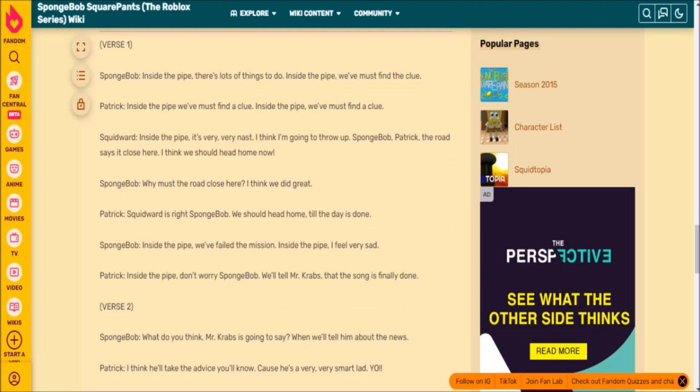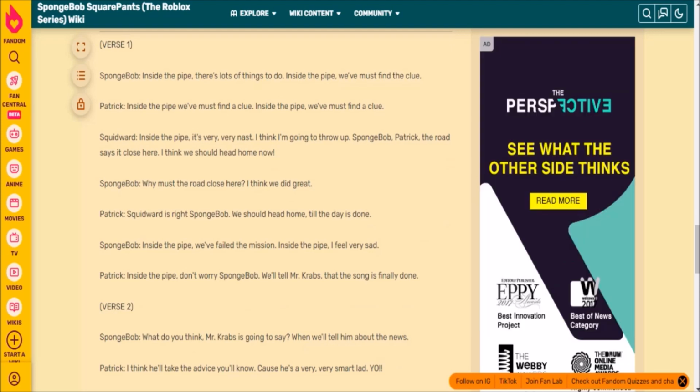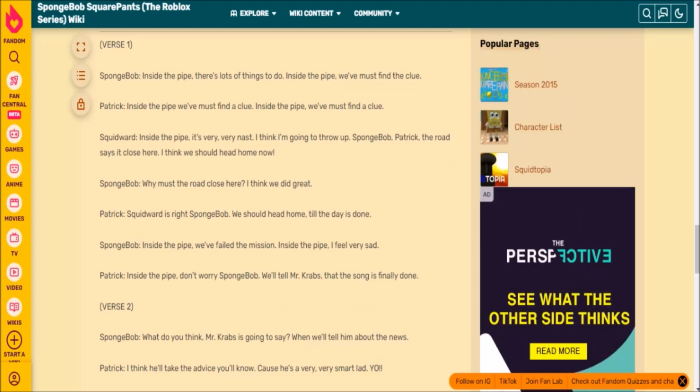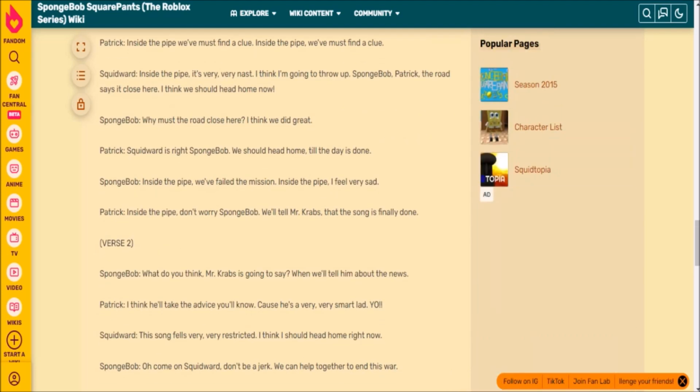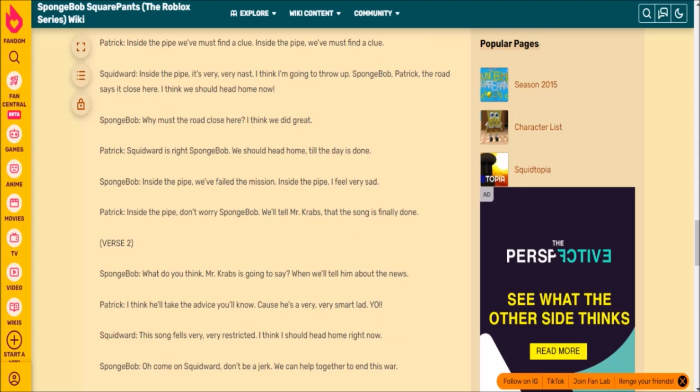SpongeBob, Patrick, the road says it's closed here. I think we should head home now. SpongeBob: Why must the road close here? I think we did great. Patrick: Squidward is right, SpongeBob. We should head home till the day is done. SpongeBob: Inside the pipe, we failed the mission. Inside the pipe, I feel very sad. Patrick: Inside the pipe, don't worry, SpongeBob. We'll tell Mr. Krabs that the song is finally done.